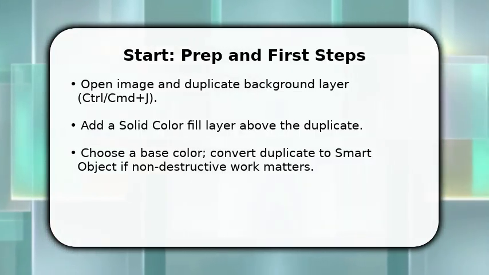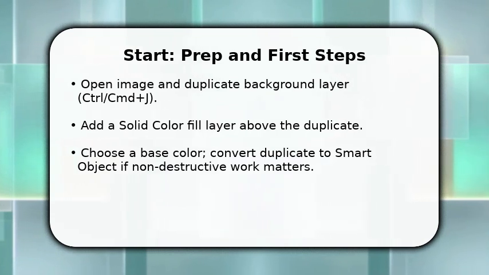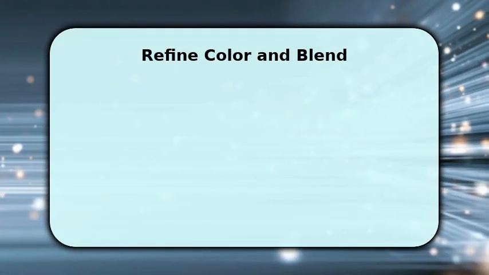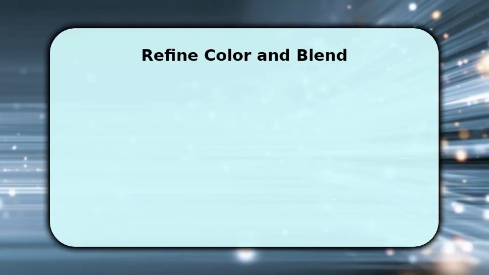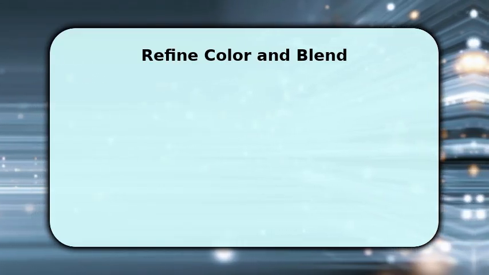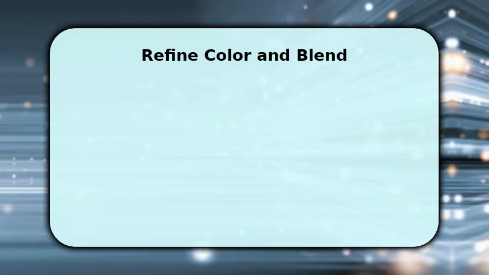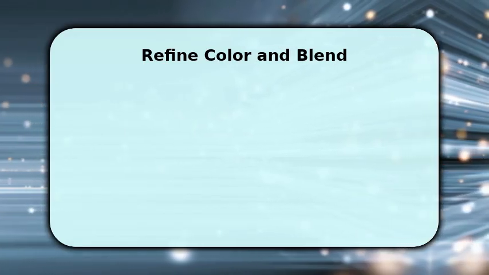Now refine how the color interacts with the photo. Switch the solid color layer's blending mode to color first, then try soft light or overlay to see differences. You'll control strength by reducing opacity, start around 20–50% and adjust to taste.